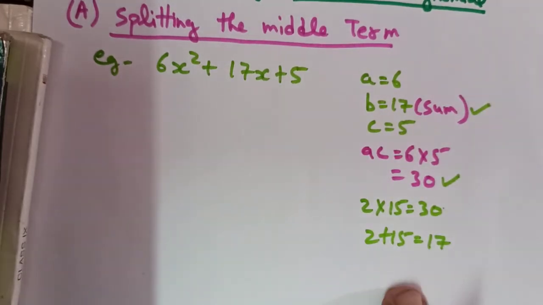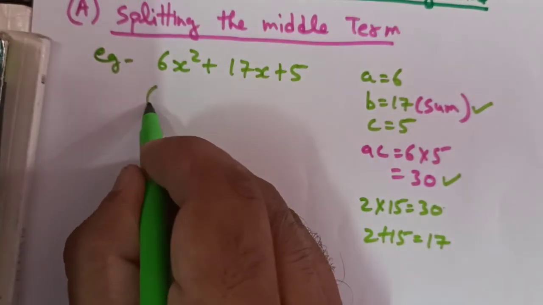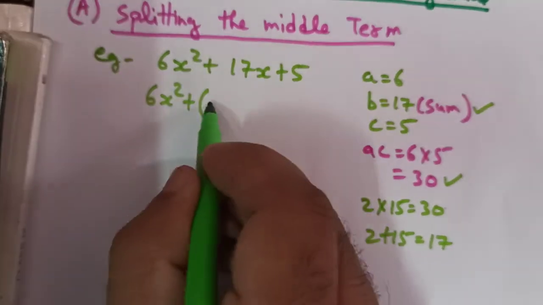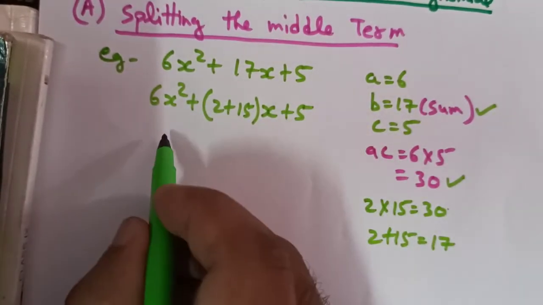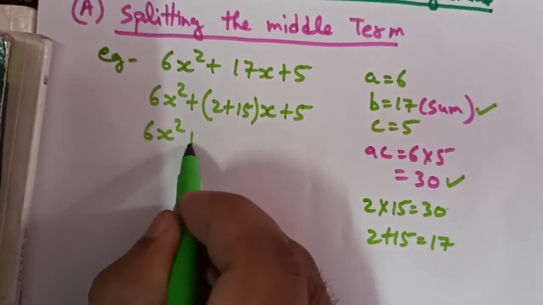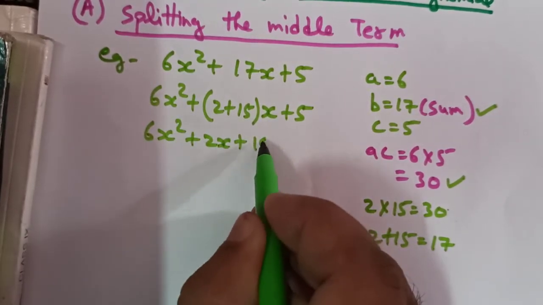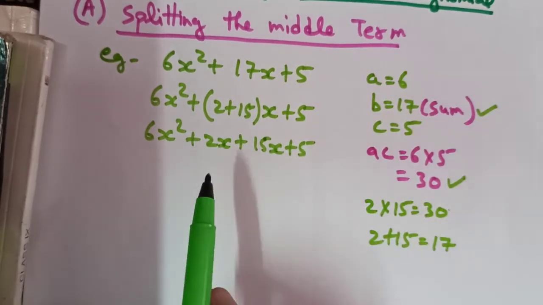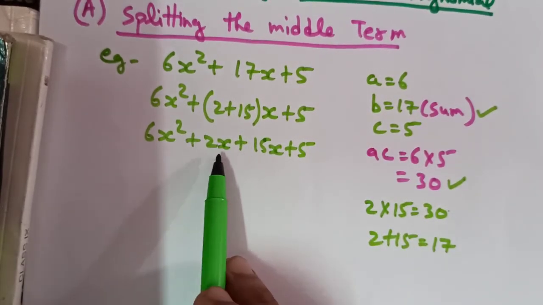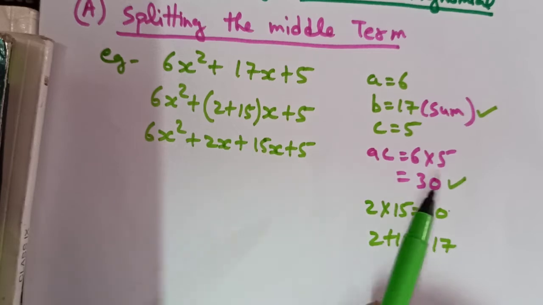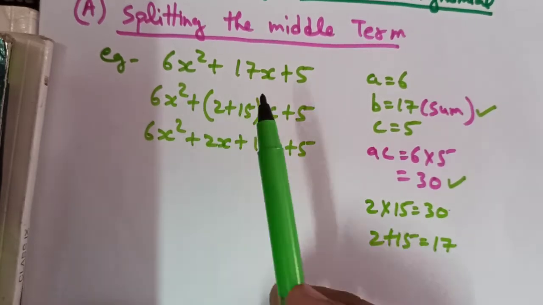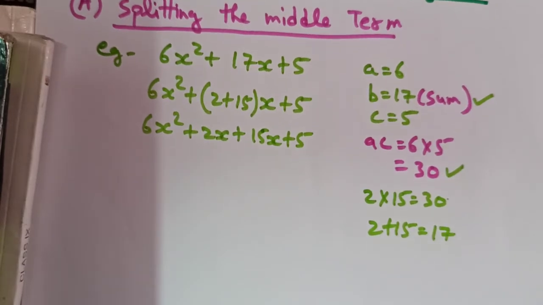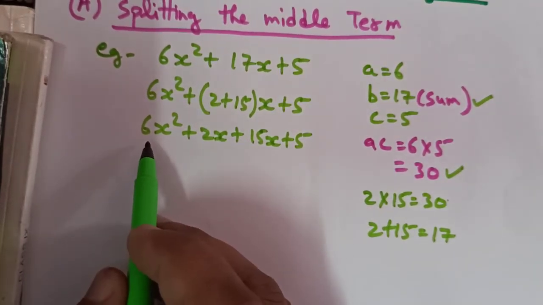So we can take the factors as plus 2 and plus 15. It can be written as 6x square plus (2 plus 15) x plus 5. Now if we open the bracket, it will be 6x square plus 2x plus 15x plus 5. You can also check here, plus 2 multiplied by plus 15 is plus 30, equal to ac, and plus 2 plus 15 is equal to plus 17, that is b. So this is correct. Now we have to do the grouping of terms.